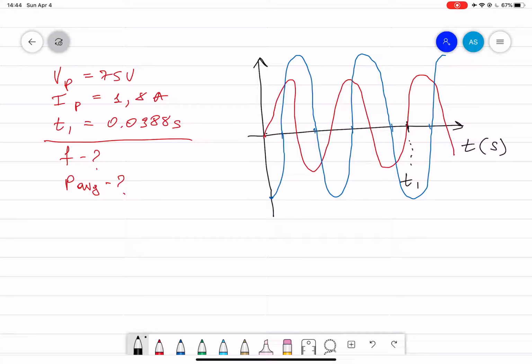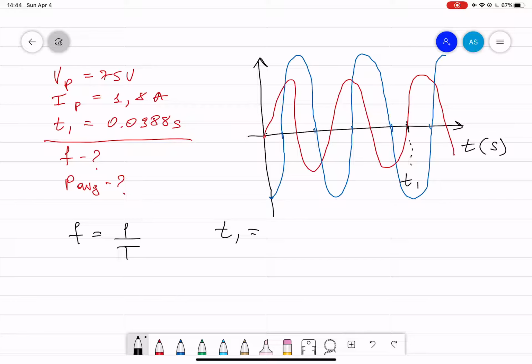Okay, first of all, we have to find the frequency, right? The frequency is equal to 1 over the period, right? Now, in this case, we know that T1 is equal to 0.0388 second. That means what will be the period? T1 is equal to how many periods here?